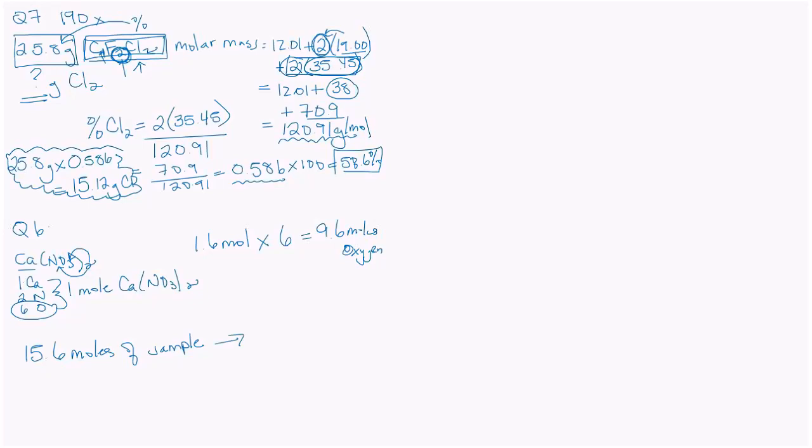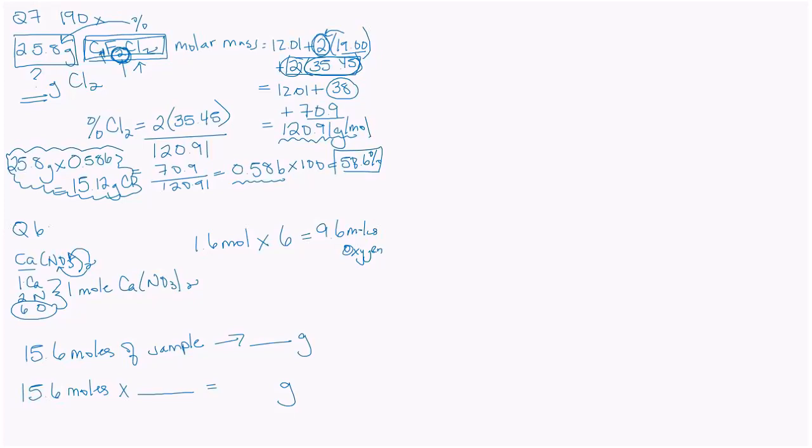What is going to be the weight of that substance in grams? So what you're going to need to do is take that 15.6 moles of your substance, and you're going to have to multiply that by a conversion factor in order to convert moles to grams. That conversion factor is called your molar mass.